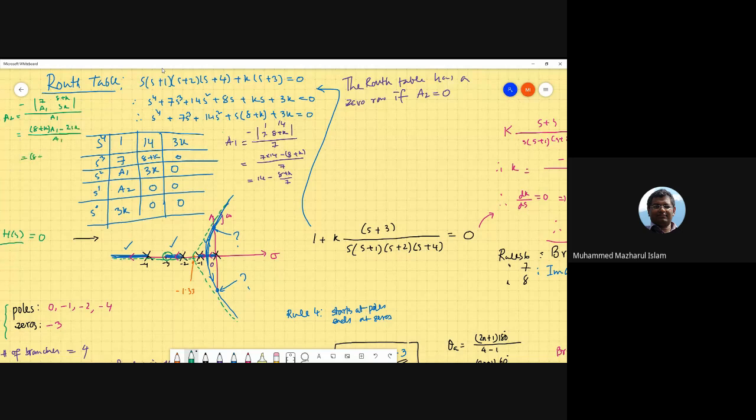So ultimately 8 plus k minus 21k by A1. Of course, A1 is itself a quite complex figure. A1 is 14 into 7 minus 8 plus k divided by 7. So that 7 will go to the top.